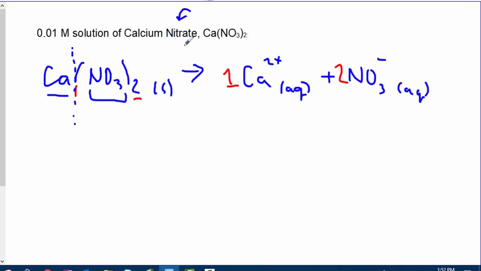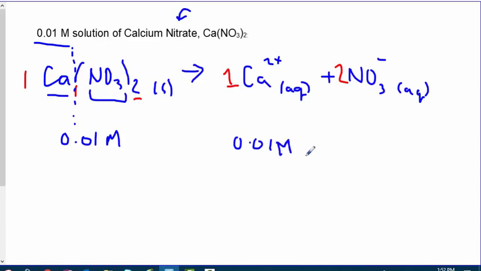Okay, so I have a balanced reaction for the dissociation of calcium nitrate, and the last step that I have to do here is determine the ion concentrations. I'm told that I'm starting with a 0.01 molar solution of the salt, so I'm going to use those mole ratios to figure out what the concentrations of ions are. And it is a 1 to 2 mole ratio. So it's going to be the same for the calcium. It's going to be 0.01 moles per liter.